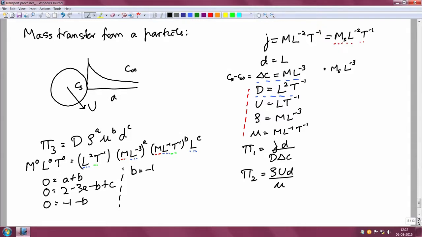From this relation, and since A plus B has to be equal to 0, I will get A equals plus 1. And it turns out that C is just equal to 0, if you work it out. B is equal to -1 and C is equal to 0. Therefore, the third dimensionless group is equal to rho d by mu.